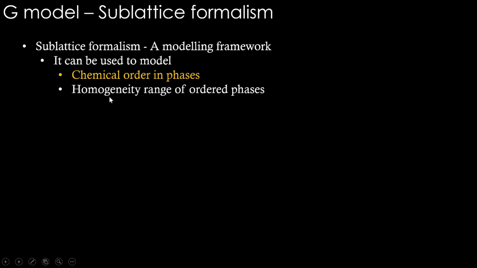Now let's see something fundamental about sublattice formalism. Sublattice formalism is a modeling framework. It can be used to model chemical order in phases, homogeneity range of ordered phases, also the random type phases. So if it can order, it can be used to model chemically ordered phases with some homogeneity range, non-stoichiometric, and random type phases, in the sense of solid solutions and even liquids. If all of them can be modeled, then this can be used for everything, even for solutions.